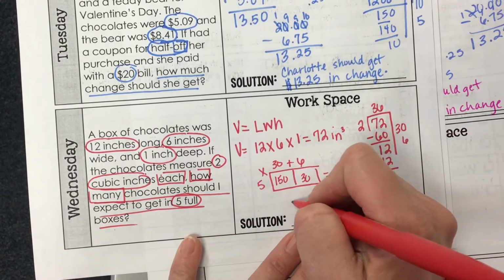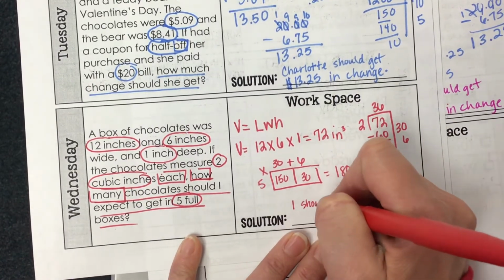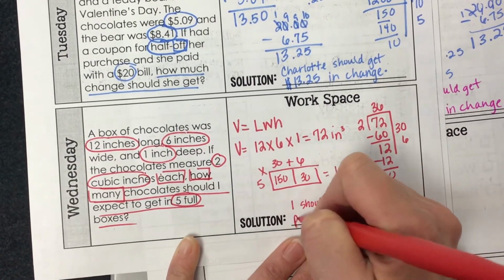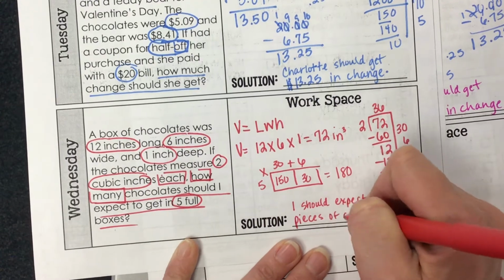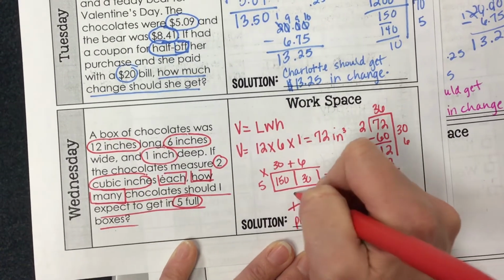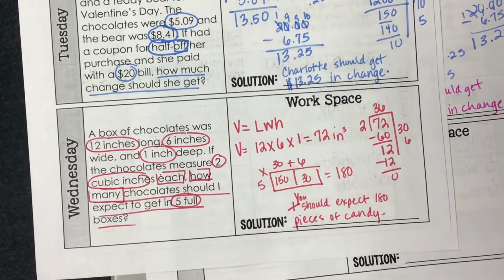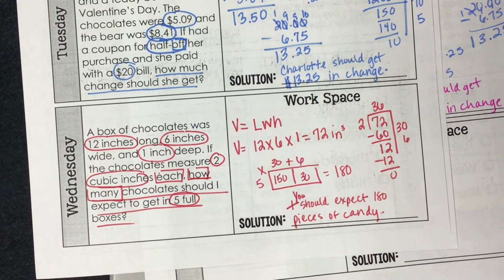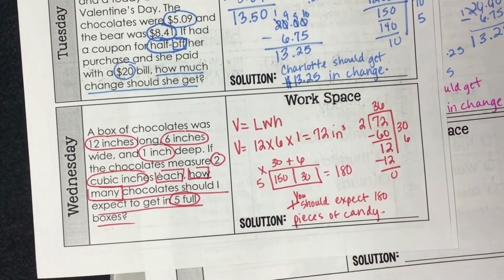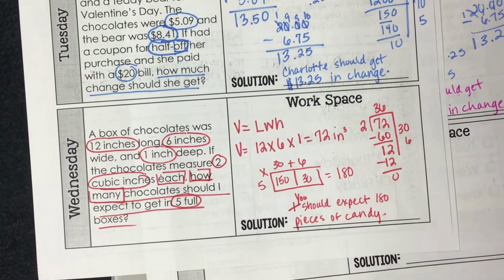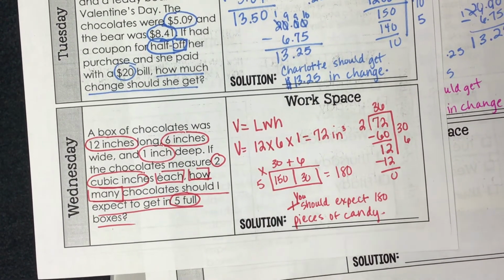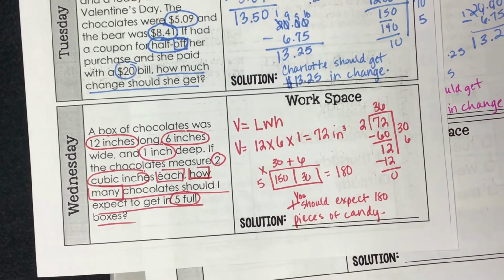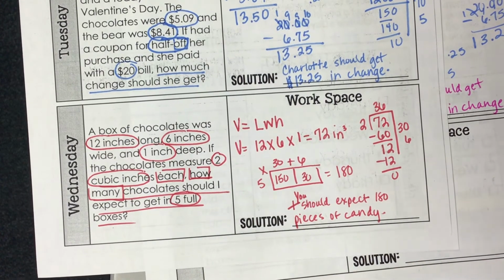Okay, I should expect 180 pieces of candy. And really that shouldn't say I should, it should say you should. You should expect 180 pieces of candy. So what I liked is I walked around and a lot of you were finding the volume, you were multiplying by 5, okay, you were trying the things that you knew. Okay, I like that.